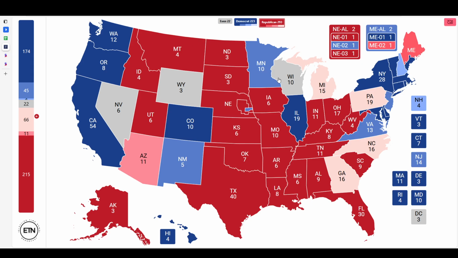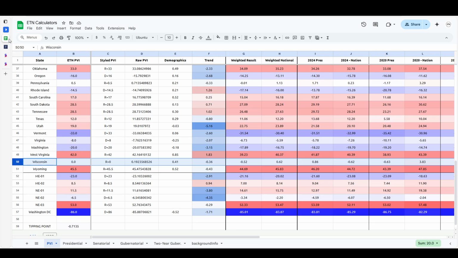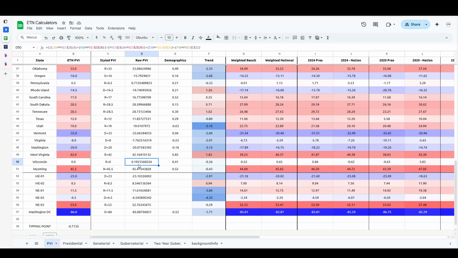Wisconsin is flat even, but it is a bit Republican leaning.